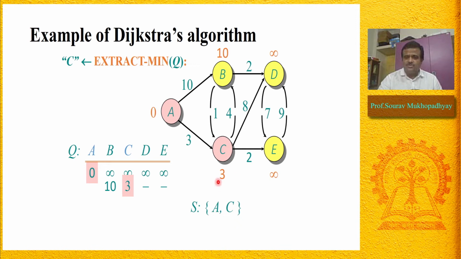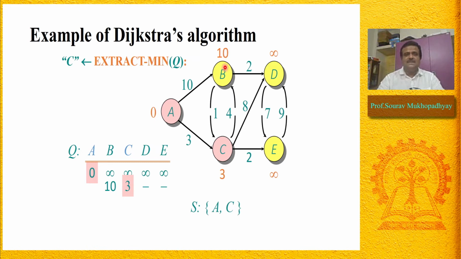Similarly, this will change to 3 plus 8, so 11. And we can check this one also. This was having 10. That means we are having a path from S to this with a cost 10. Now we have a new path. We can go from S to this vertex C with a cost 3, plus we can take the direct edge 4. 3 plus 4 is 7, which is better than 10.